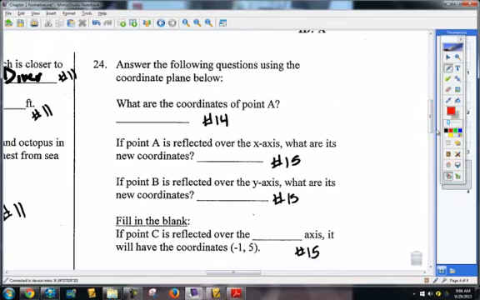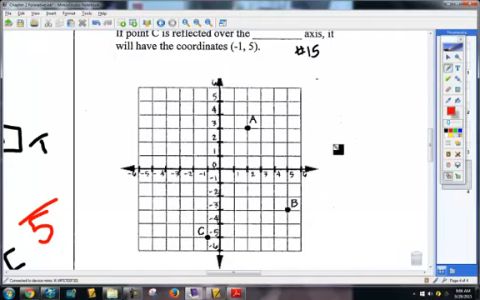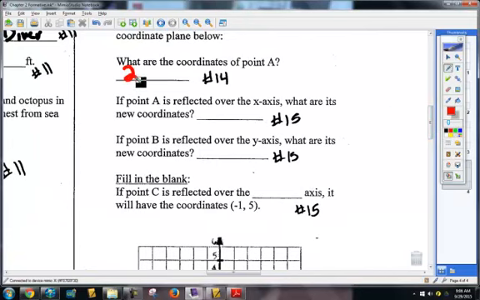Answer the following questions about the coordinate plane. What are the coordinates of point A? So we go down here. Point A would be over 2, up 3. So it's going to be 2, 3.